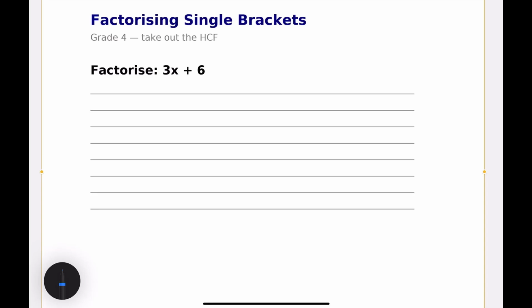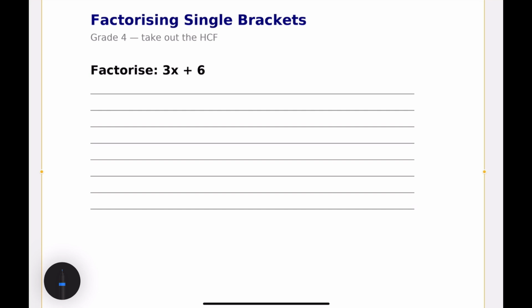Today I'll be showing you how to factorise single brackets. To factorise, we find the highest common factor and put it outside the bracket and put what's left inside the bracket. So we're basically doing the opposite of expanding, as we're wanting to put it back into a bracket form.